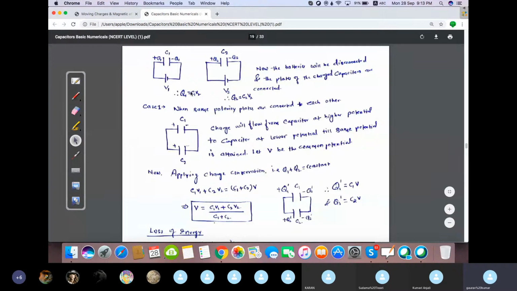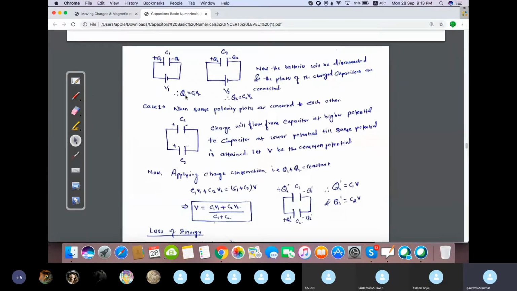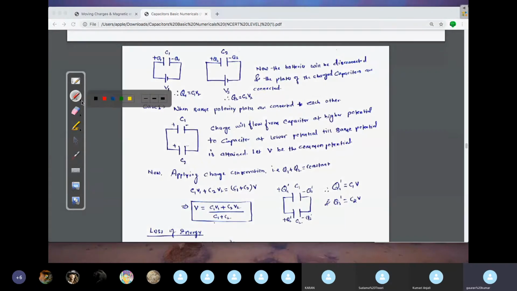So we can always write, we know C equals Q by V. No, we know this, right? That capacitance C is given as Q by V. So from here, what is Q? Q is always CV. So here Q1 will be C1 V1, and here Q2 will be C2 V2. We can write like this, and both the capacitors are completely charged. This is what you have.